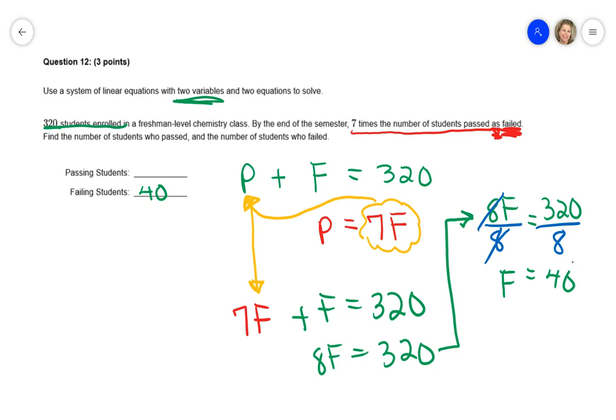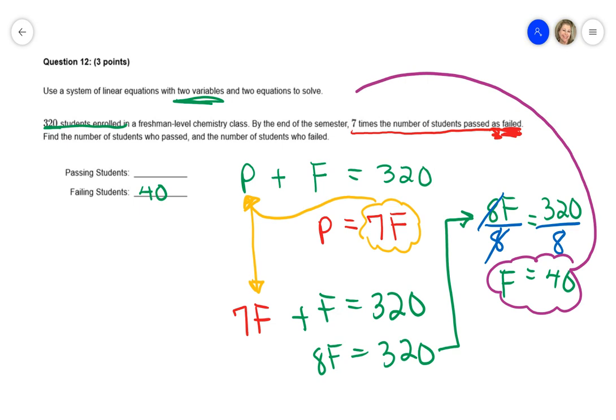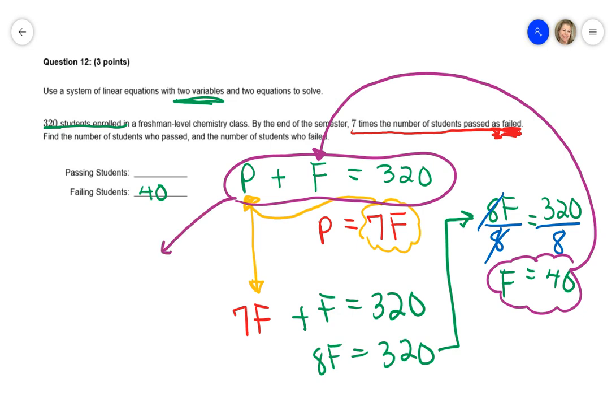Now, if 40 students failed, all I'd have to do is take that back up to here and solve this equation now for P. P plus the 40 that failed equals the 320. So I'm going to subtract 40.